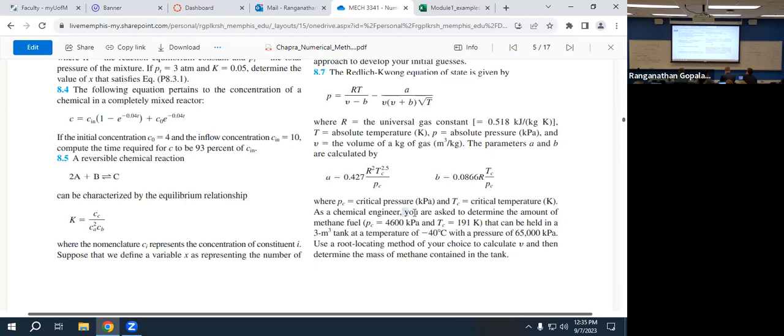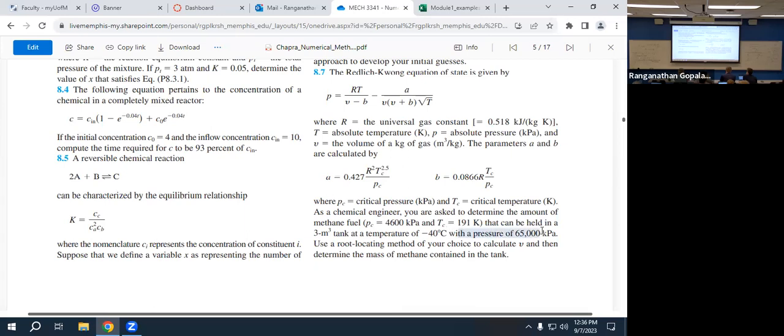You are asked to determine the amount of methane fuel whose critical pressure and temperature are given here, that can be held in a 3 meter cube tank at a temperature of minus 40 degrees Celsius. Again, that's a pitfall. You need to convert that to Kelvin. If you use minus 40, you're done. Your answers will never be correct.